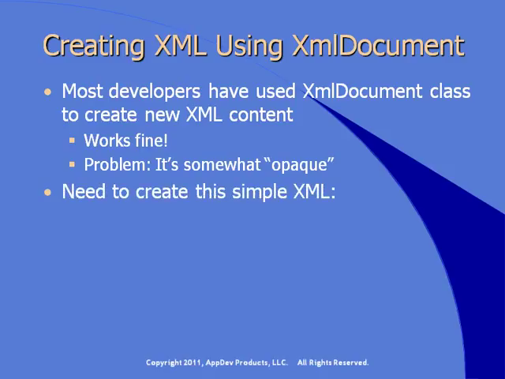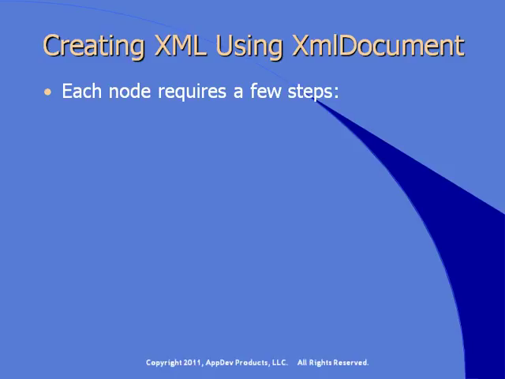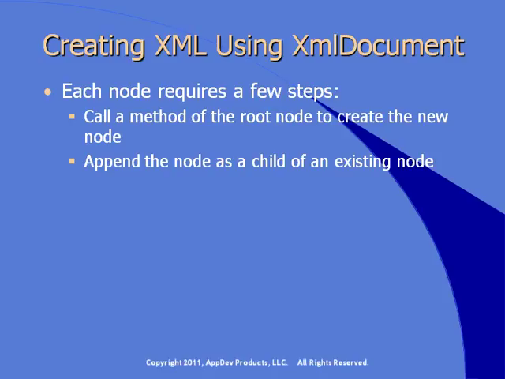Imagine that you need to create this simple block of XML. Using the XmlDocument class, it requires a little bit of code. This is the XML we're going to create. Just a simple declaration, comment, and root element. Each node you create requires a few steps. You'll need to call a method of the root node, and that's actually the document itself, to create the new node. And then for each node, you'll need to append it as a child of an existing node within the document. Well, let's run an example just to look at the old way of doing things so we have a basis on which to compare the new way of doing things.